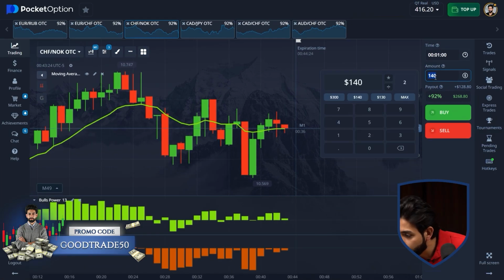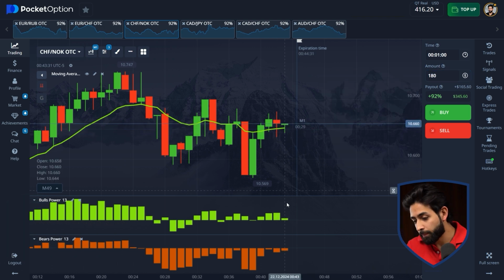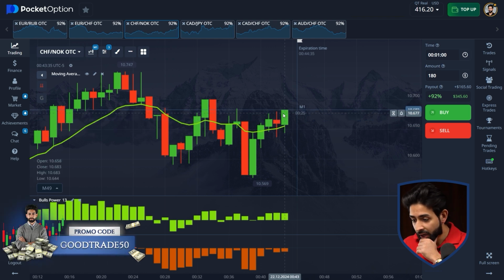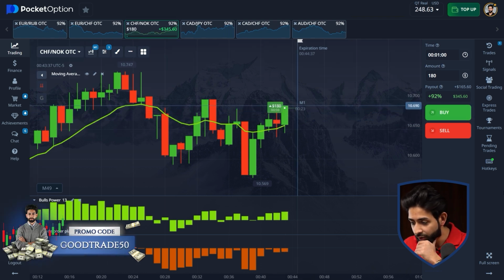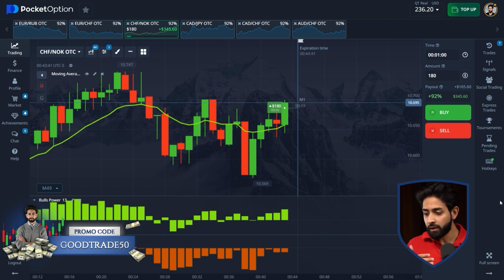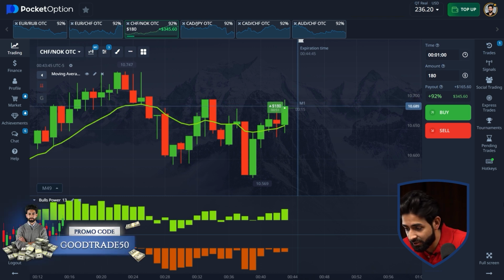Let's set the bet amount to $180, and we will be entering into a buy because there is a possibility of the sideways going upwards, and we will be entering into a buy with a good entry. Yes, beautiful entry. So we have consolidated above the moving line, and now we need to break the 10.70 resistance.